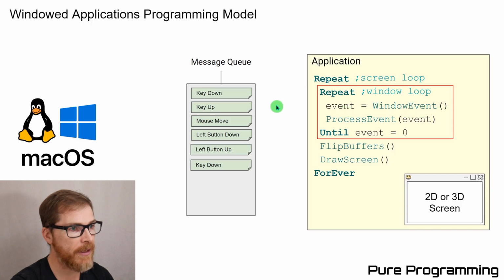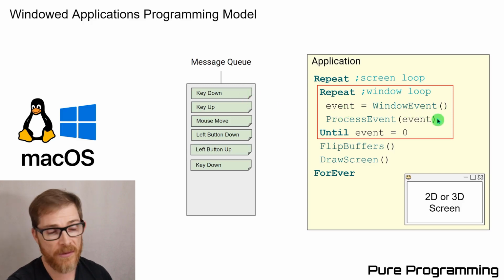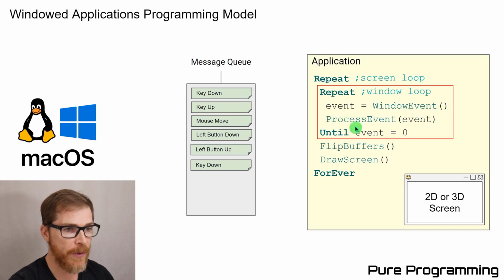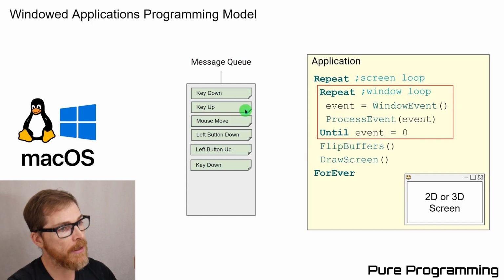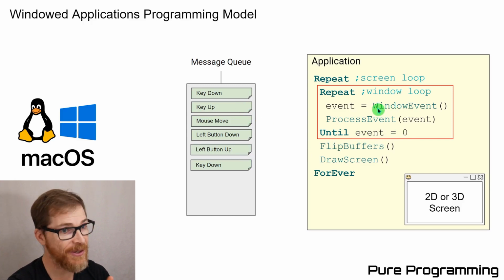It will return the event at the top of the message queue. You can process it or not, you can just discard it. And you do that until event equals 0, meaning until the message queue is empty. And here, be careful, you're not calling wait window event. No. You're calling window event.